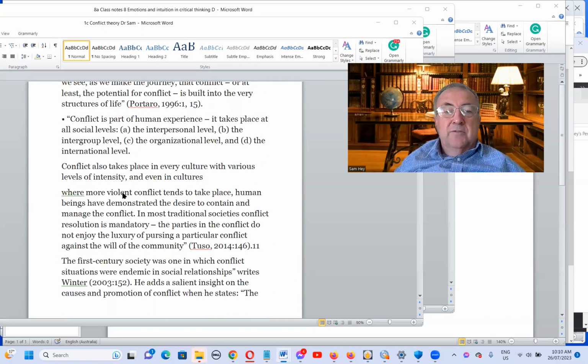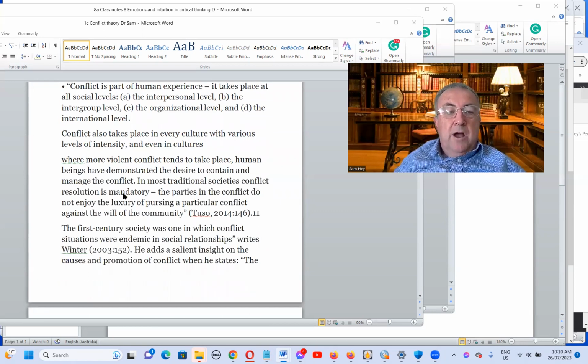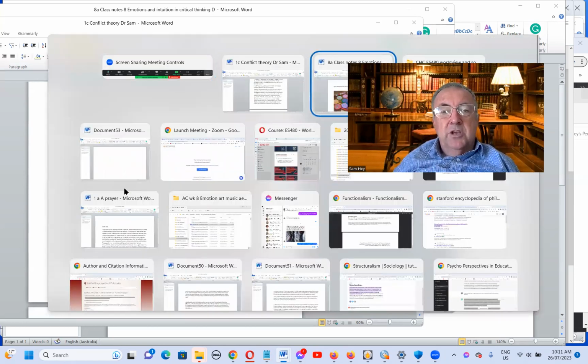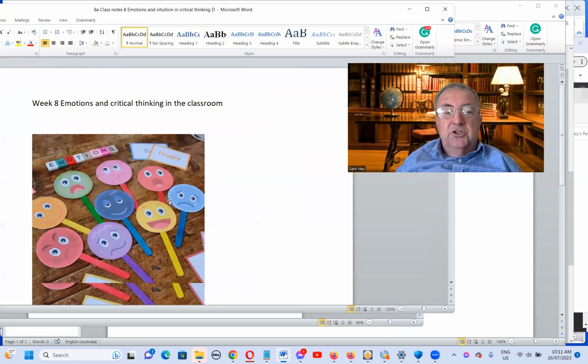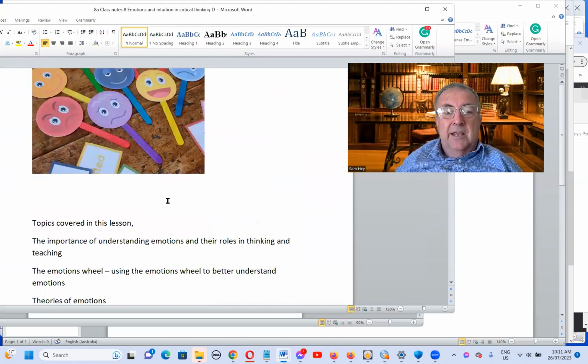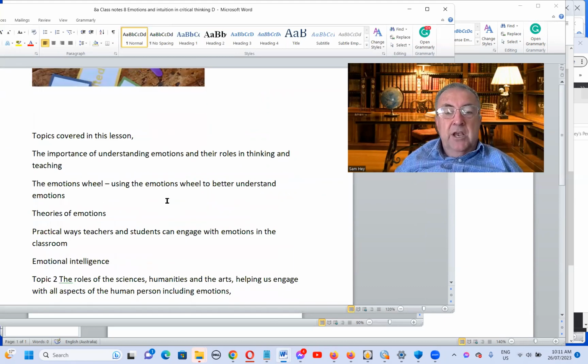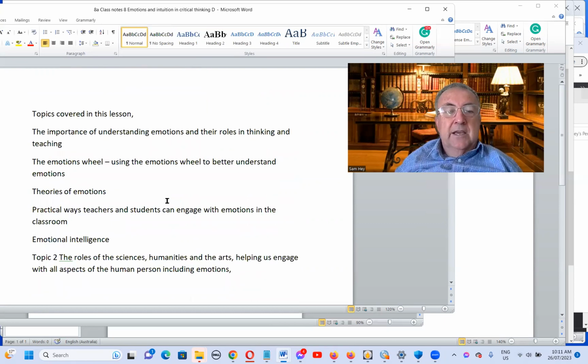Conflict can be seen as part of the human experience, being human, feeling different ways at different times, and it can take place in cultures at different levels of intensity and value. And we'll also look in this class at emotions and the ways in which an understanding of the different emotions can help us to understand the ways listening to and valuing different students and their emotions can be useful.